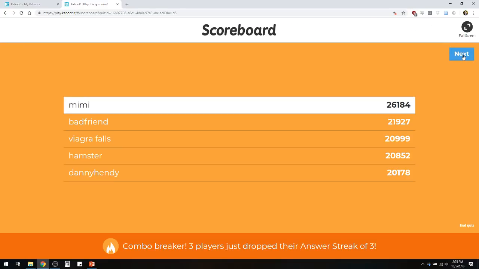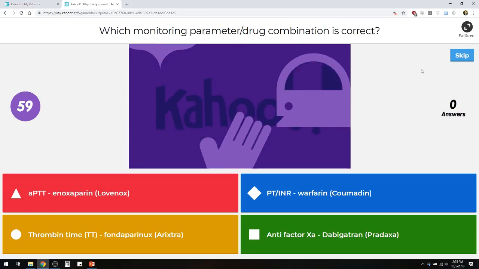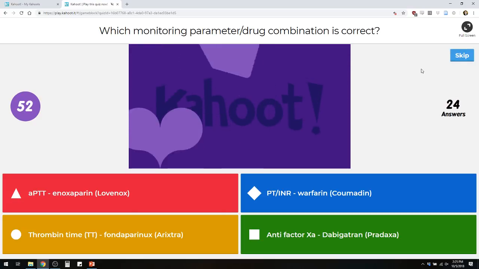Good. Okay. And the last question, which monitoring parameter and drug combination is correct? Is it APTT plus enoxaparin, PT-INR with warfarin, thrombin time with fondaparinux, or anti-factor 10A with dabigatran?